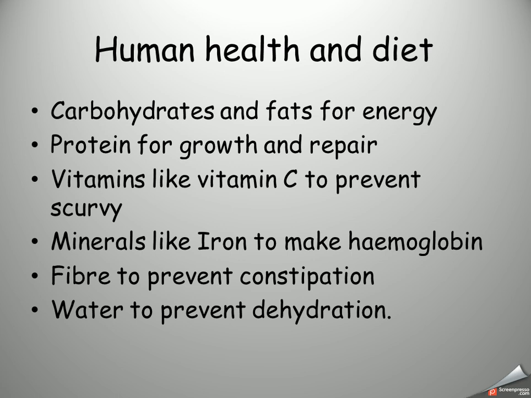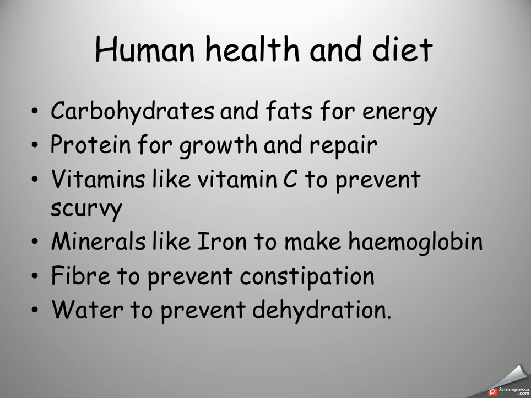And you need vitamins, like vitamin C, which prevents scurvy. You also need minerals, for example, iron is a mineral, and that is used to make hemoglobin, like I've already talked about inside the red blood cells. And by the way, another mineral is calcium. You need that for bones. You need fibre, okay, to prevent constipation. Constipation is where you find it very difficult to go to the toilet.